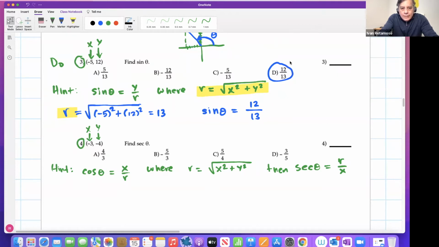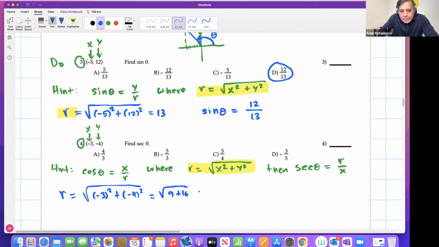Okay, guys, let's do it together. First, always you compute your r, using this formula. All right, what is r? Well, r is going to be the square root of x squared plus y squared, but x is -3, so we're going to do -3 squared plus -4 squared. Okay, so now this is going to be 9 plus 16, 25. The square root of 25 is just 5.